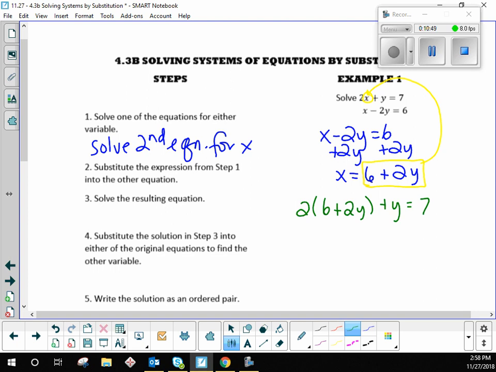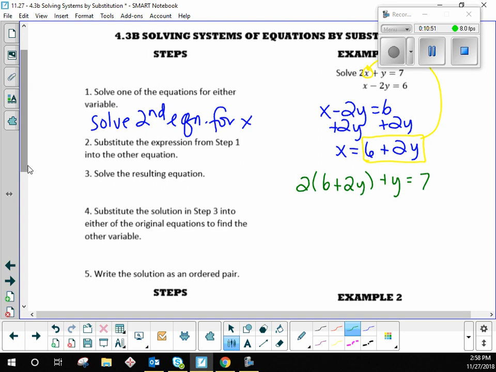So now I have one equation, and there's only one variable there. There's just y. There's no more x's. So now we can actually solve this for y. What am I going to do with this 2 right here? First, distribute. That's right. So that gives me 12 plus 4y plus y equals 7.